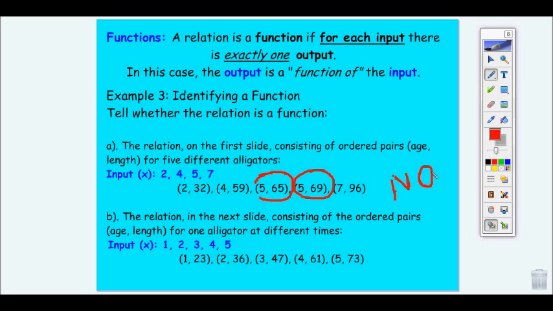The relation in the next slide, we again had alligators. They were 1, 2, 3, 4, and 5 years old. So we had different ages again. But for each one of those ages, we had a different output, a different y. There was never the same input with 2 different outputs. There were 5 different inputs followed by 5 different outputs.